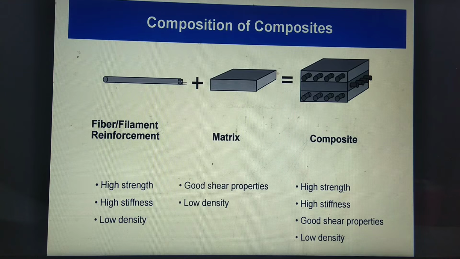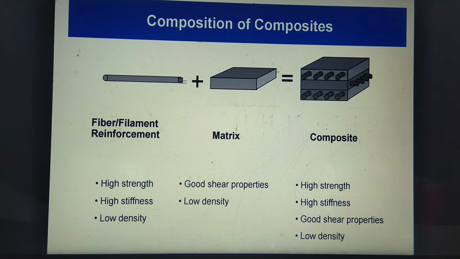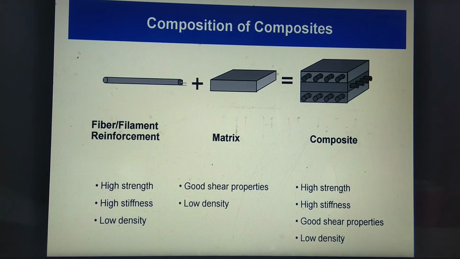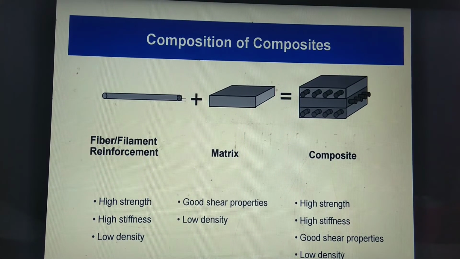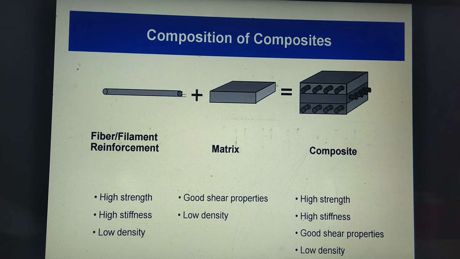The composite is composed with the help of the fiber or filament, called the reinforcement material, with a matrix. Finally, it gives a composite material. The fiber or filament possesses high strength, high stiffness, and low density, whereas the matrix has good shearing property and low density. The mixing of these two will produce a new product called a composite, having high strength, high stiffness, good shear properties with low density.